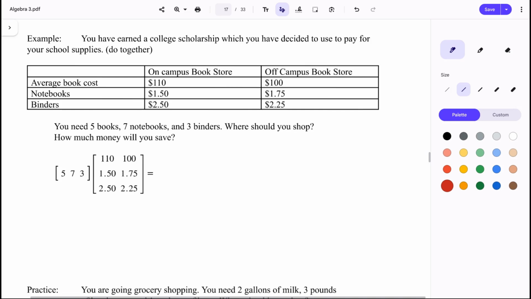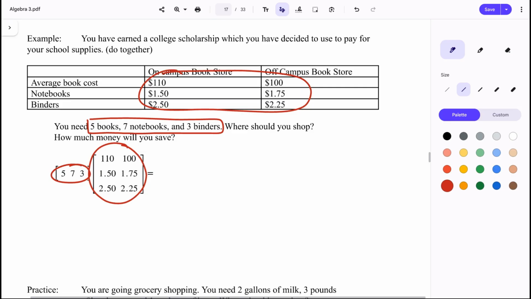So where they got these numbers from, like this first set, the 573, that comes from the quantities of things that you want to buy. So you want 5 books, 7 notebooks, and 3 binders. Okay, so the 5, 7, and 3 comes from there. The rest of these numbers here, those are all coming from up here, the table that they gave me. So the costs at the 2 different stores.